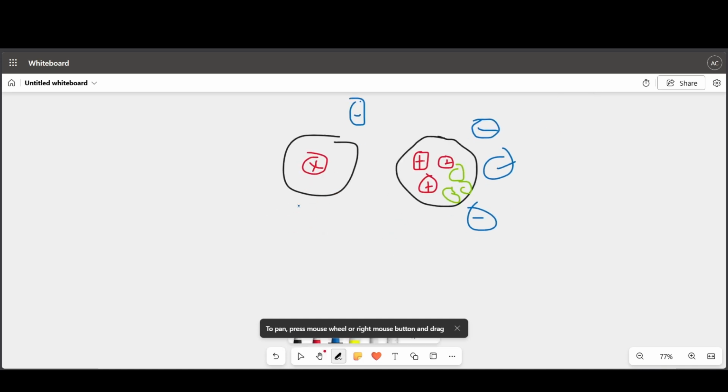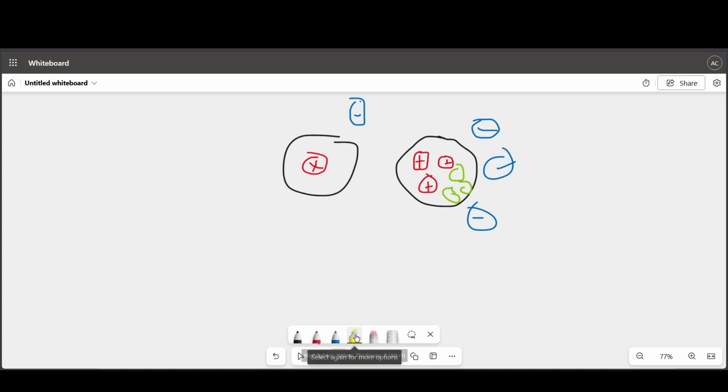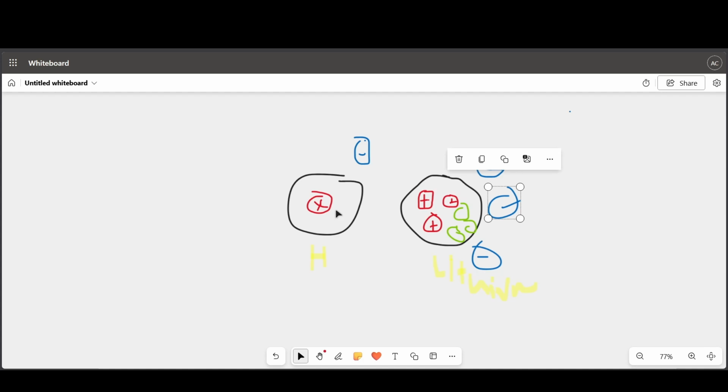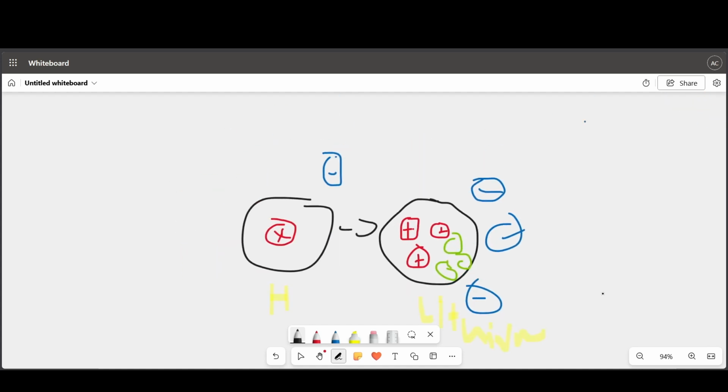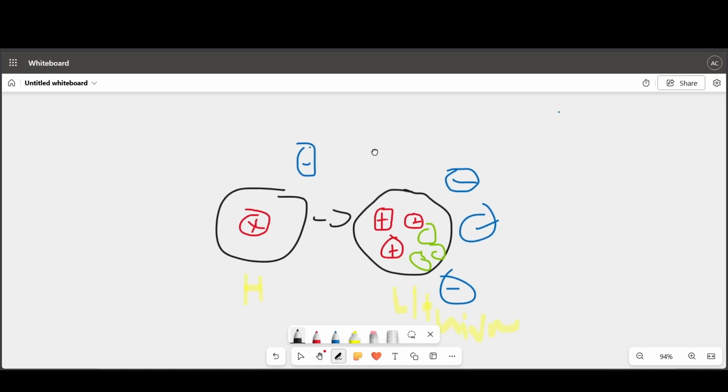If they were nonpolar bonds, then the electrons that they share will be equal. But since the electrons, let's just make a hypothesis. What bond can you form between hydrogen and lithium?